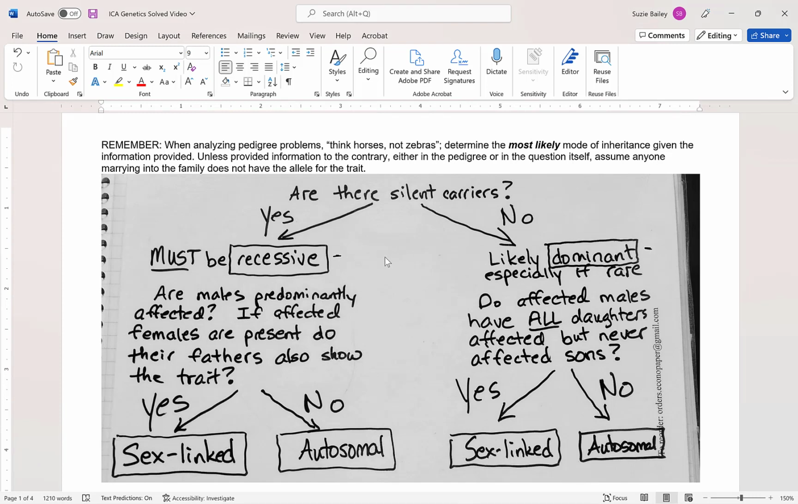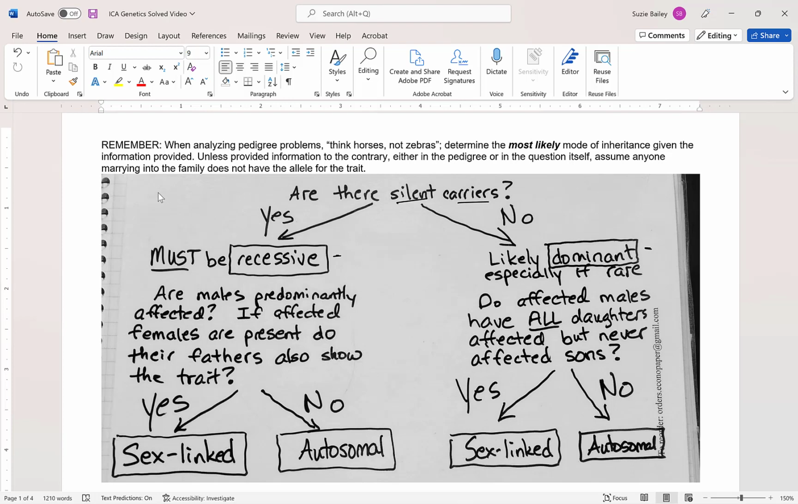And so remember that with your decision tree, the key feature that you're going to be looking for to determine if a trait looks like it's recessive versus dominant is the presence of silent carriers. And so what does that mean, silent carrier? That means somebody who has the allele that causes a particular phenotype, but doesn't themselves show the phenotype, which means they must be heterozygous, right? They must also have the dominant allele.